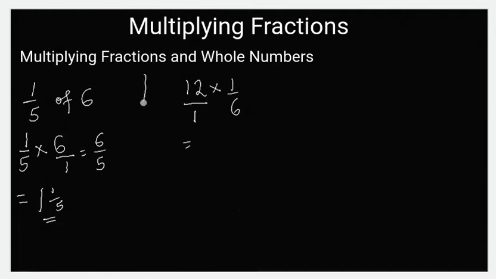12 times 1, 12 over 6. We need to simplify our answers. How many sets of 6 can you find in 12? 2. Is there any remainder? No, because 2 times 6 is 12. 12 minus 12 is 0. So we don't have any fraction attached to this whole number. So that's our answer. All right, let's take one last example here.